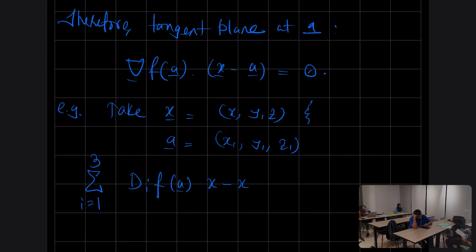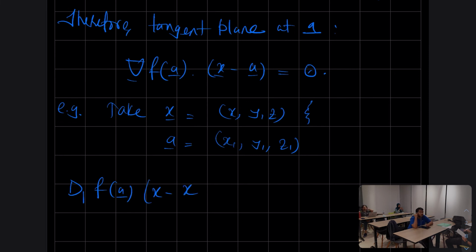X vector minus, well, let's say x minus xi. Writing it this way, I would have to think about notation, so I don't want to think about notations right now. What I'm going to do is just write down in plain language what I mean.